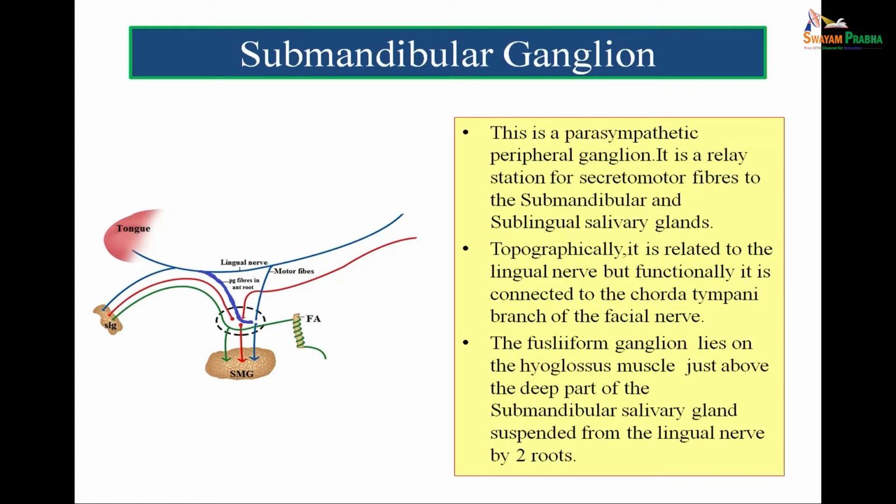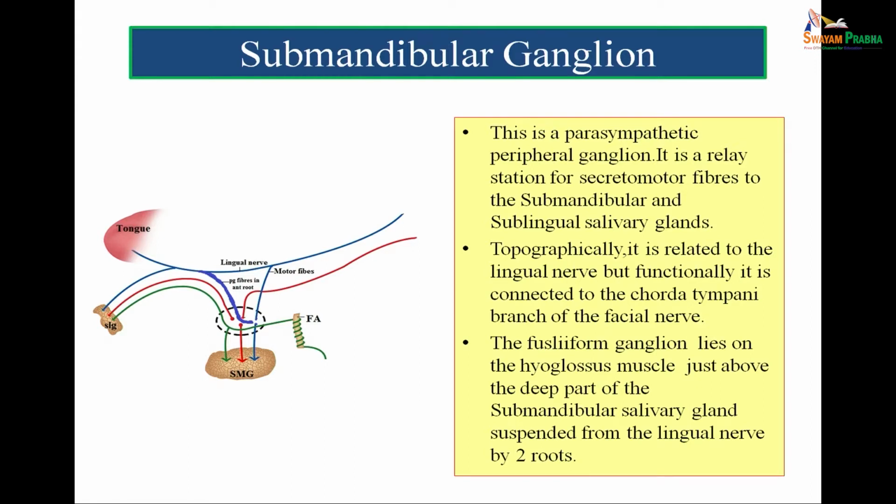In the figure we can make out how the preganglionic fibers, marked by the red line, are coming in and relaying in the ganglion, and how postganglionic fibers are emerging from the ganglion to supply the submandibular salivary gland. Those fibers which are meant to supply the sublingual salivary gland re-enter the anterior root of the lingual nerve, and you can see the red line there going to the sublingual salivary gland.